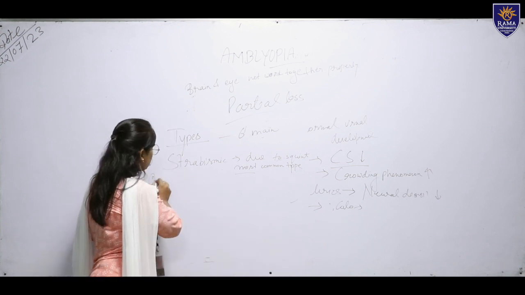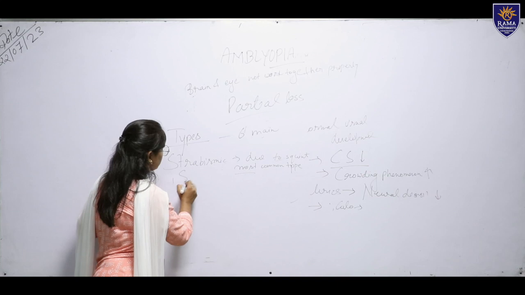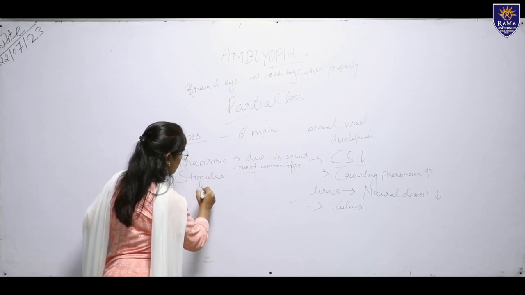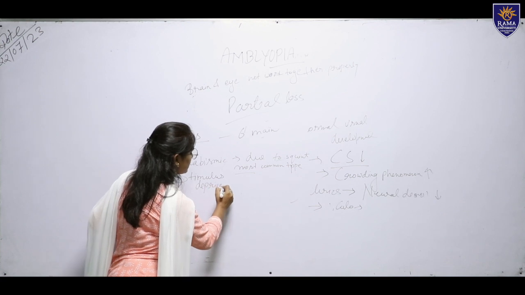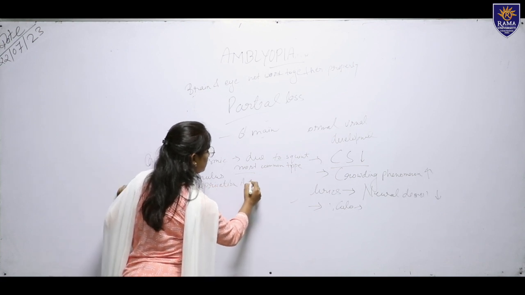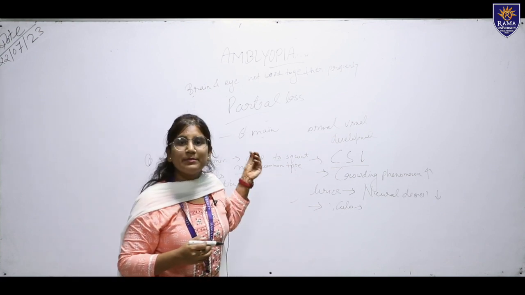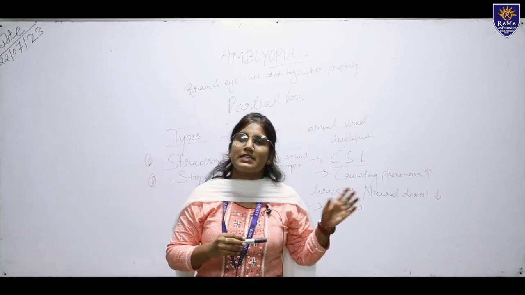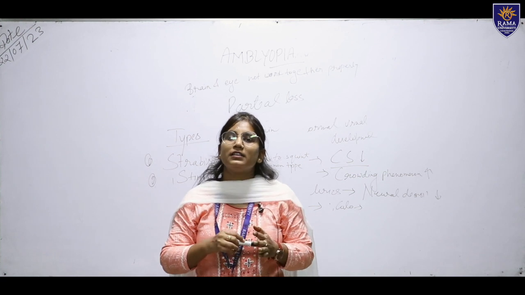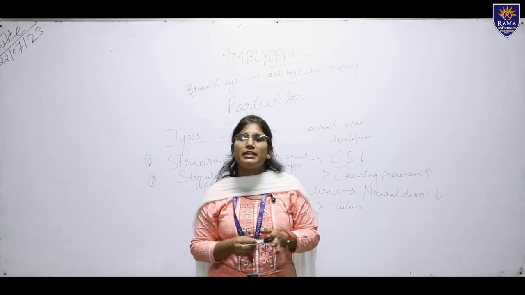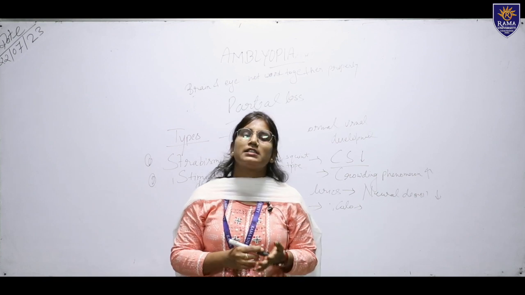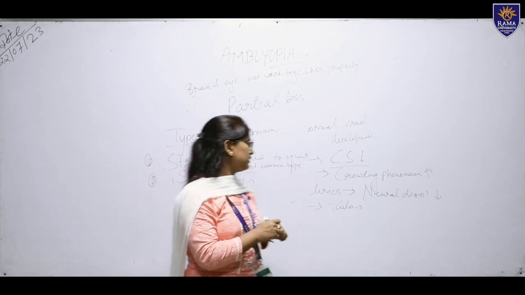Second type is stimulus deprivation amblyopia. Stimulus deprivation, as the name indicates, means loss of stimulus. Loss of stimulus is caused by any anomaly or disease like congenital ptosis or congenital cataract.